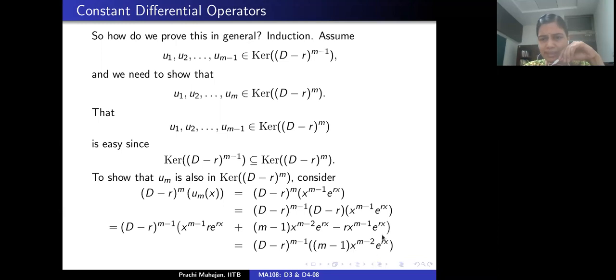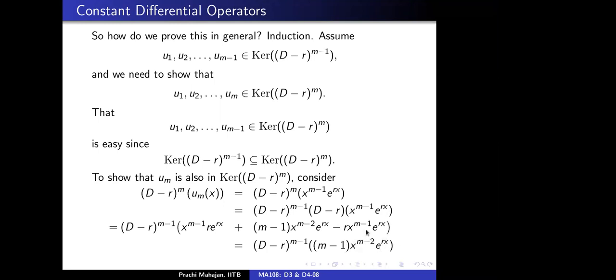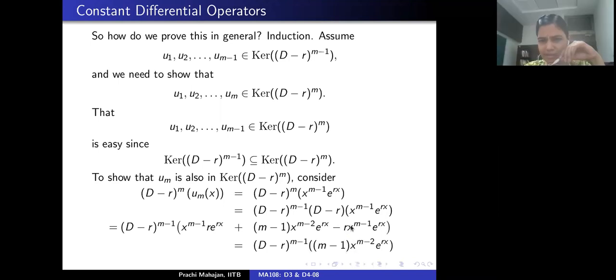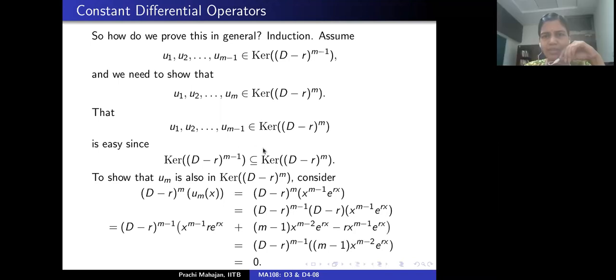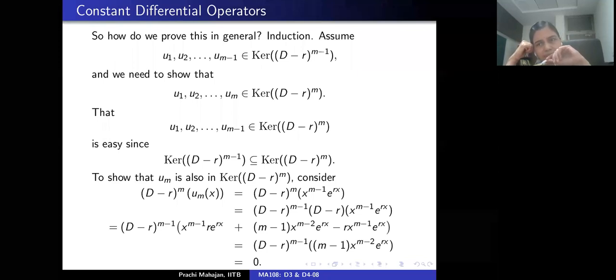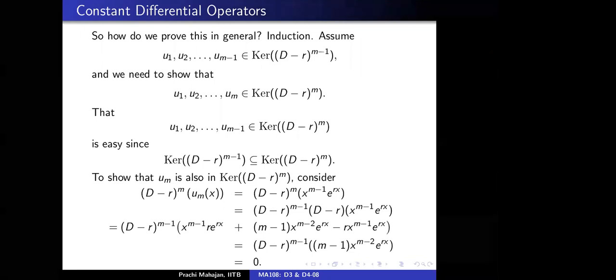Now, what is this? This term is exactly u_{m−1}, isn't it? Yes, this is exactly u_{m−1}. This is a constant here. It doesn't matter. You can pull it out. So we are done, right? Because by assumption, u_{m−1} is in the null space of the operator (D − r)^{m−1}. Is that okay? So we are done. Yeah, the proof is complete using the principle of mathematical induction. Okay, good.